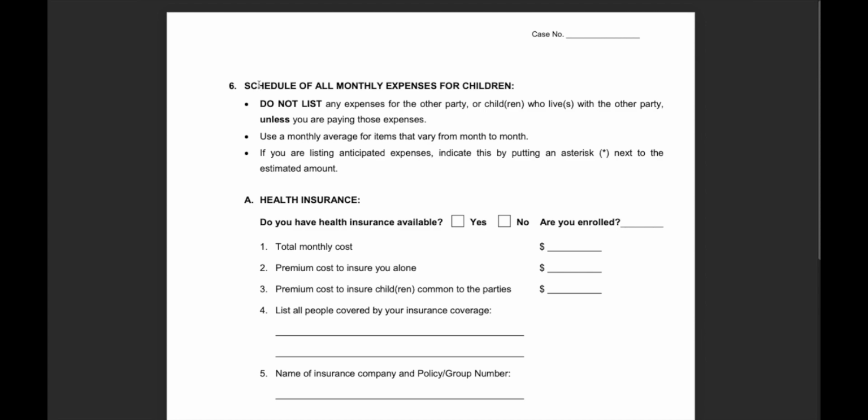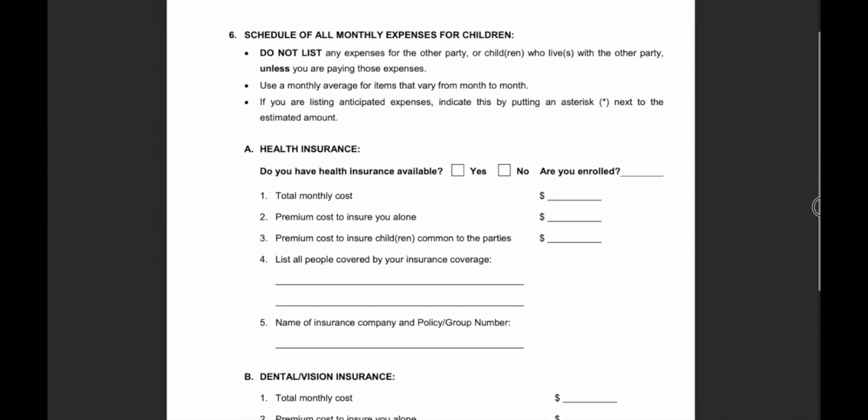Schedule 6 covers all monthly expenses for children. Do not list any expenses for the other party or children who live with the other party unless you're paying for those expenses. Use a monthly average for items that vary from month to month. If you're listing anticipated expenses, indicate this by putting an asterisk next to the estimated amount.